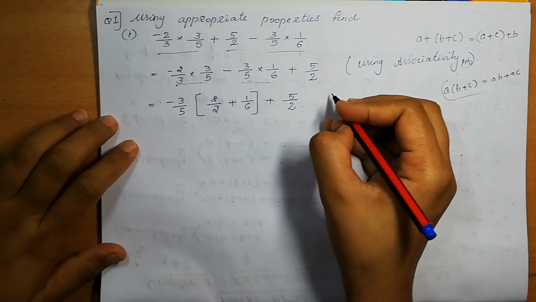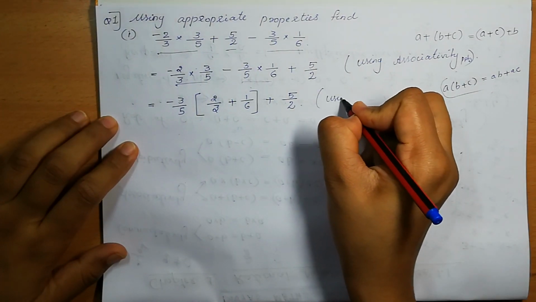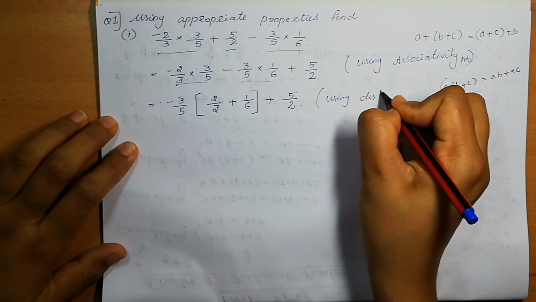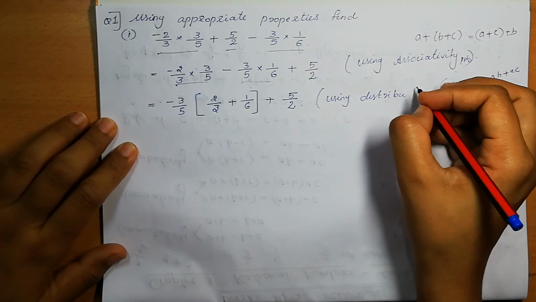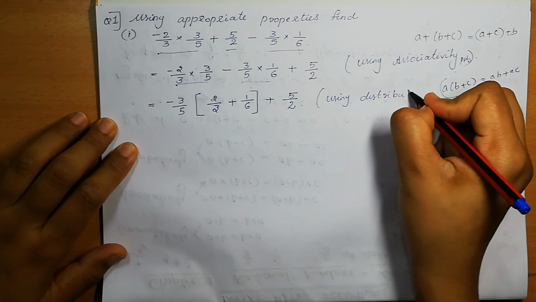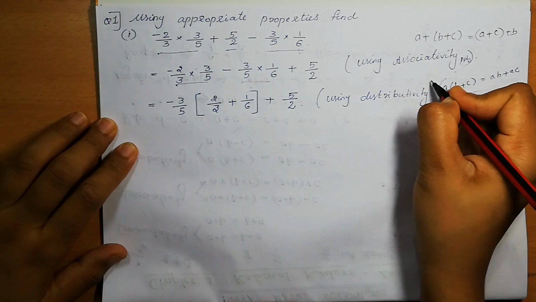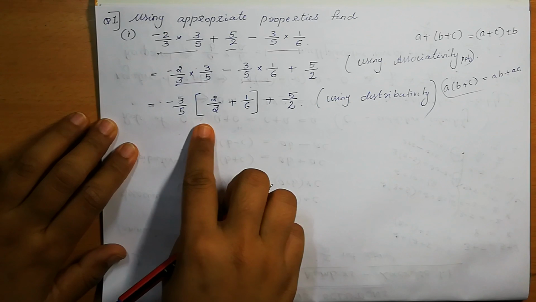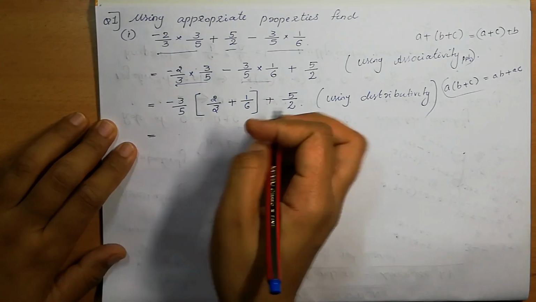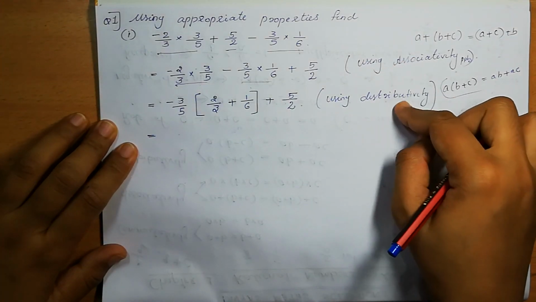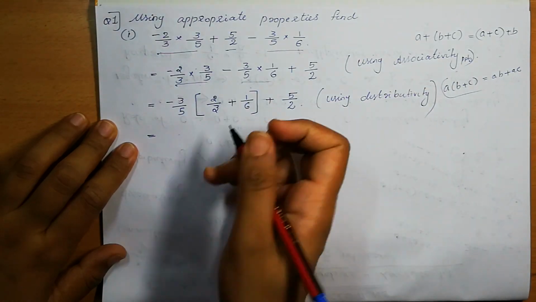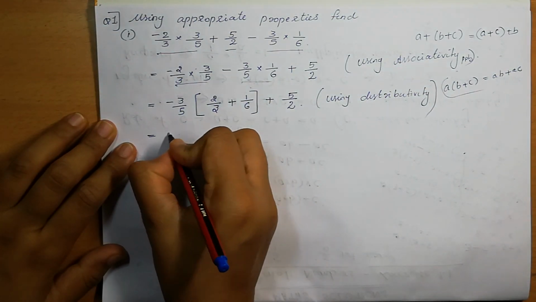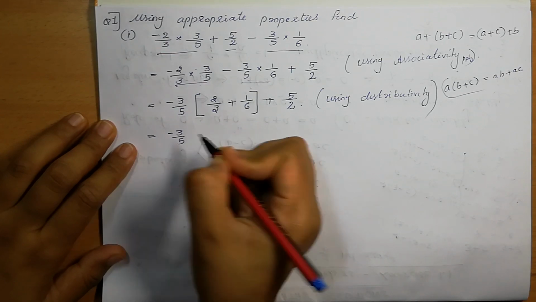So here in bracket we can write using distributivity property. Using distributivity we can write, correct? This is important, you should write, because whichever property we are applying, you should mention it. Okay, next we can simplify. We applied the property, next we can go for simplification.